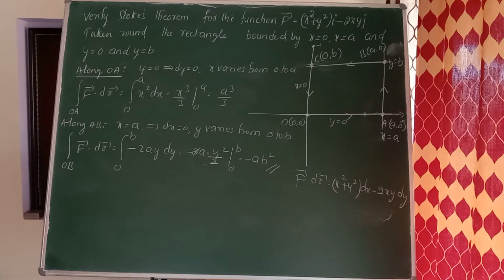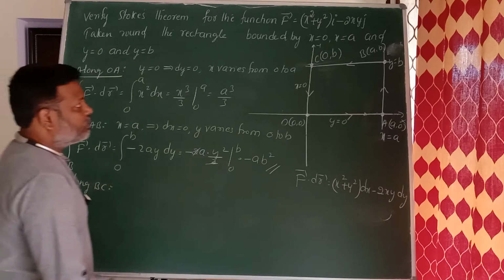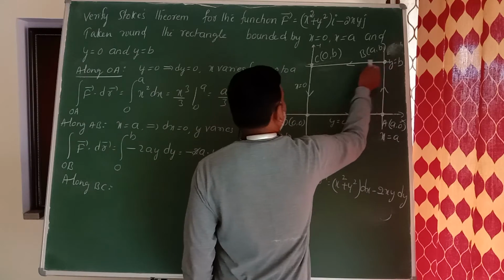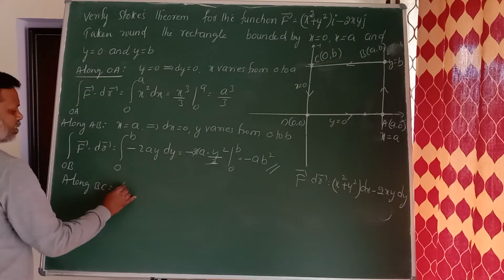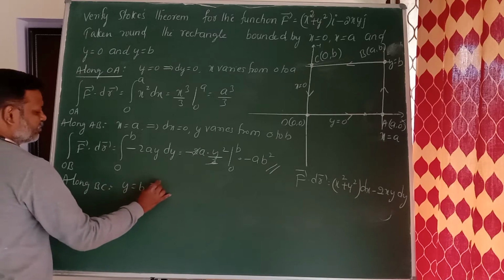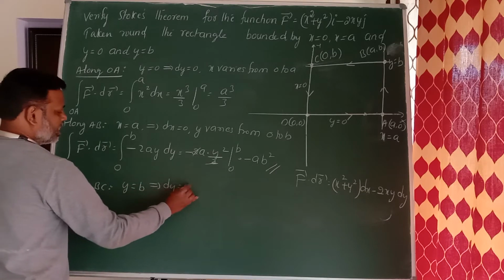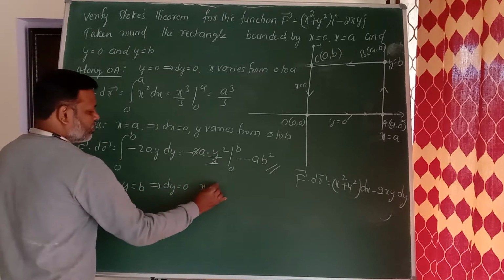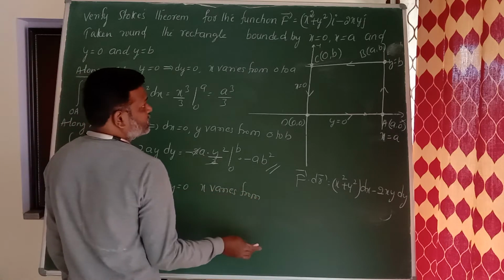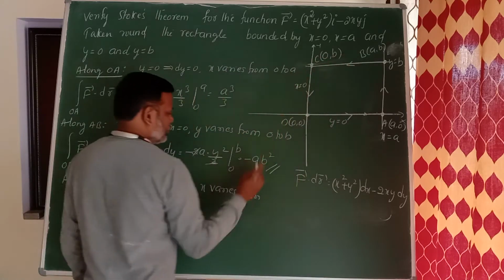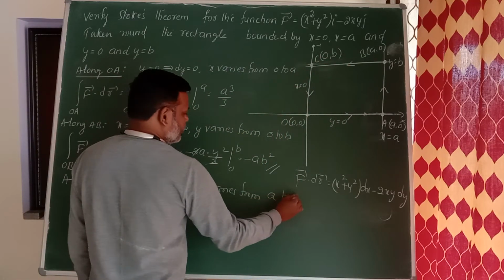Now we have to find out along BC. Have a look on this. Along BC, this is a line y is equal to b, which is parallel to the x-axis. Y is equal to b, that implies dy is equal to 0. Am I right? And x varies from a to 0.